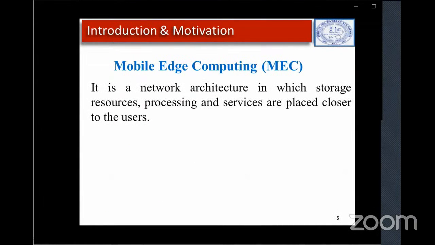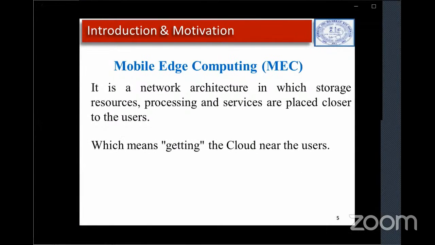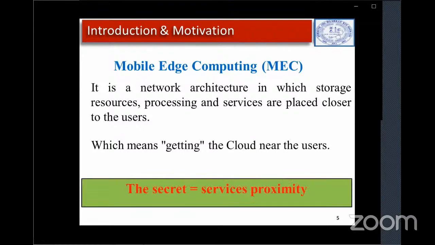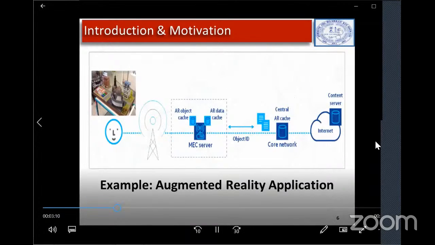Then mobile edge computing. Mobile edge computing is a network architecture in which storage, resources, processing, and services are placed closer to the users, which means getting the cloud near the users. The secret is services proximity. This figure illustrates an augmented reality application example.